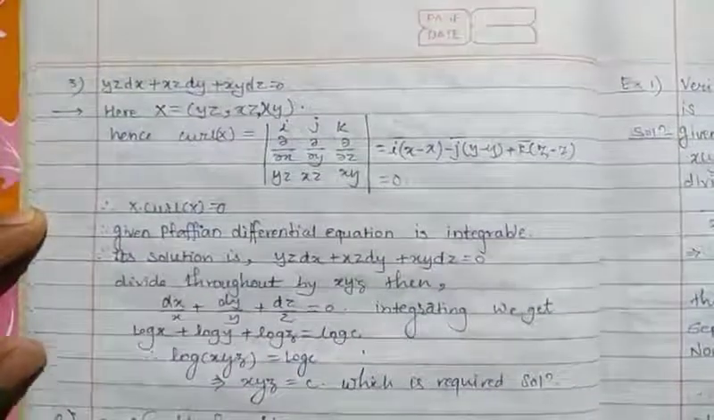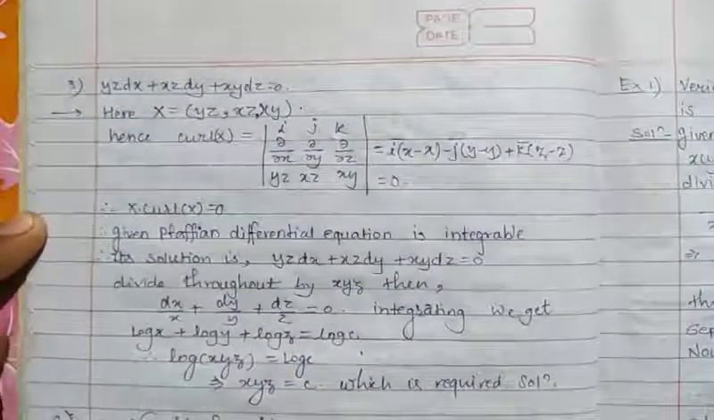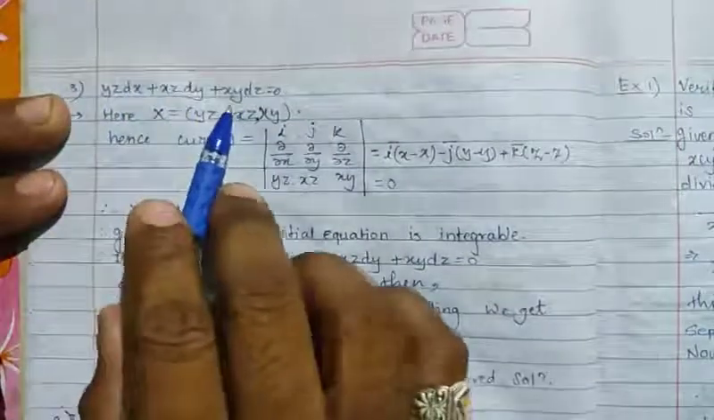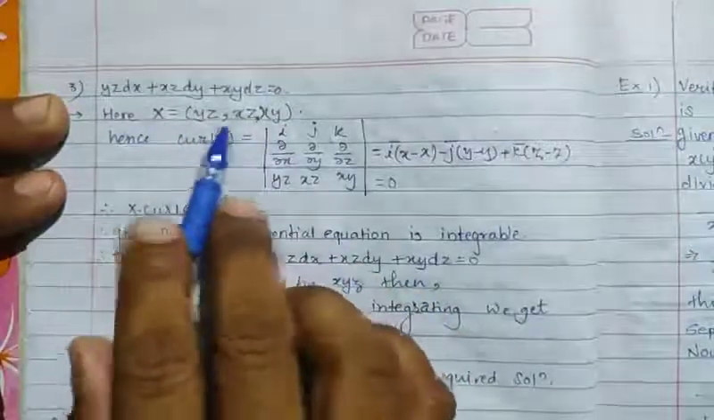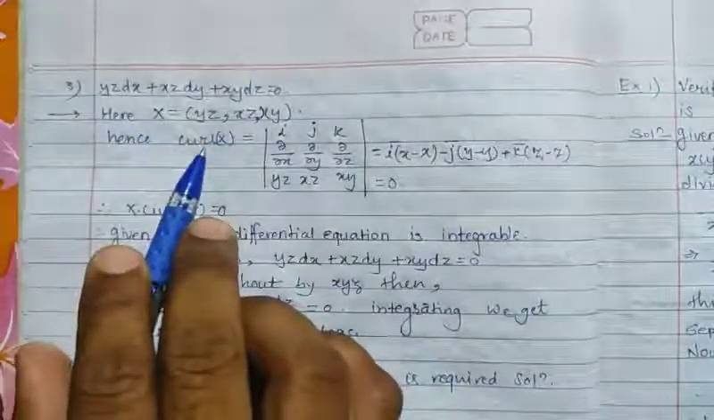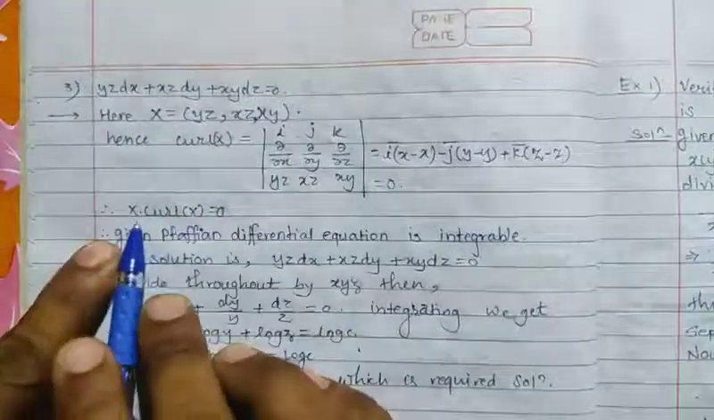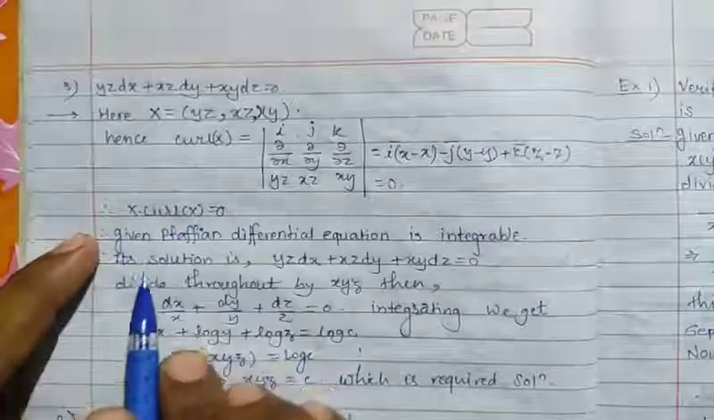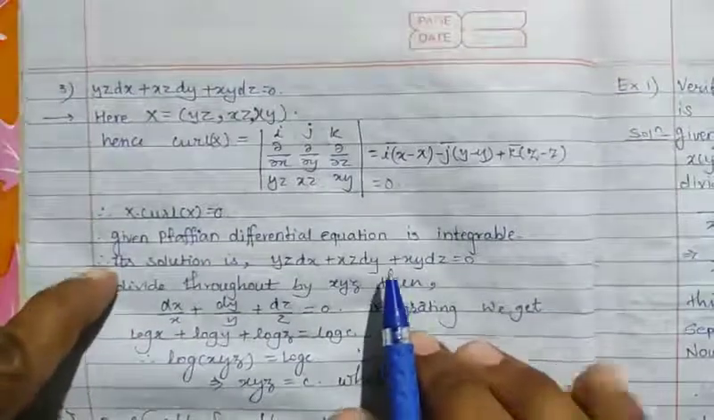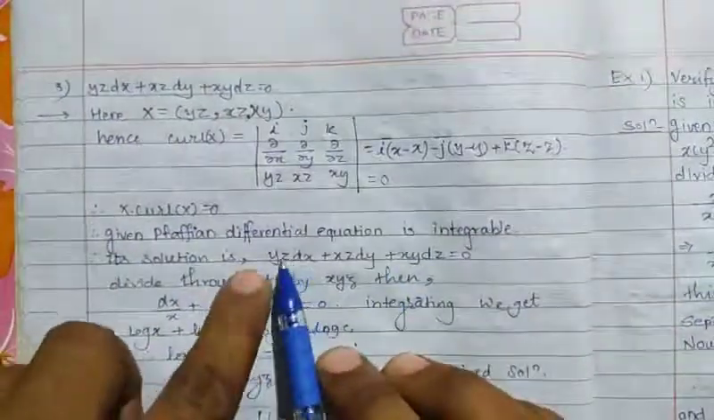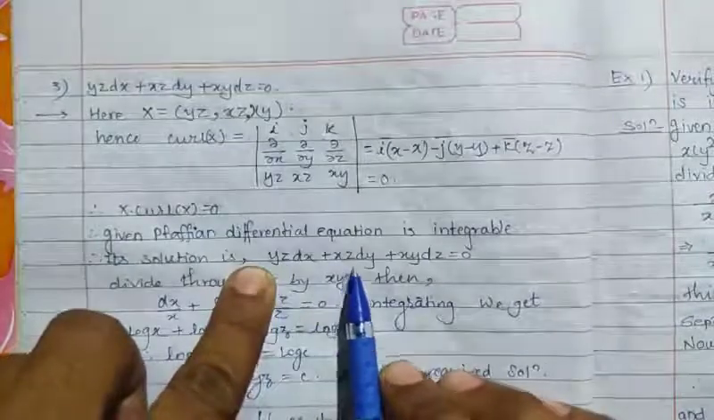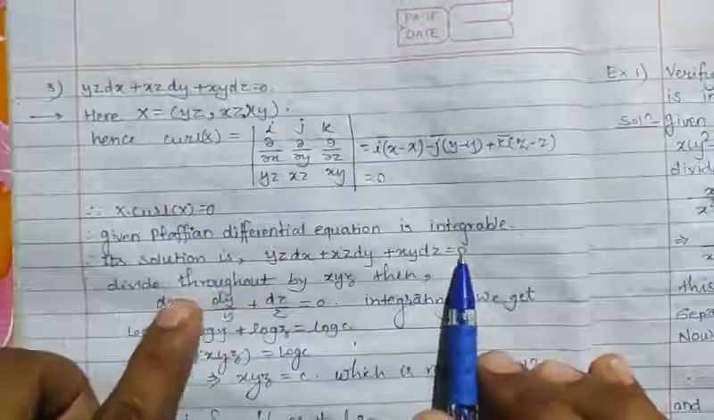Let's see one more example based on the variable separable method. So here the given equation is yz dx plus xz dy plus xy dz is equal to 0. So this is P, Q, R, and this is X and curl X. So here we get, after solving, X dot curl X is equal to 0. Therefore, the given Pfaffian differential equation is integrable. Now to find its solution. Here the given equation is yz dx plus xz dy plus xy dz is equal to 0.